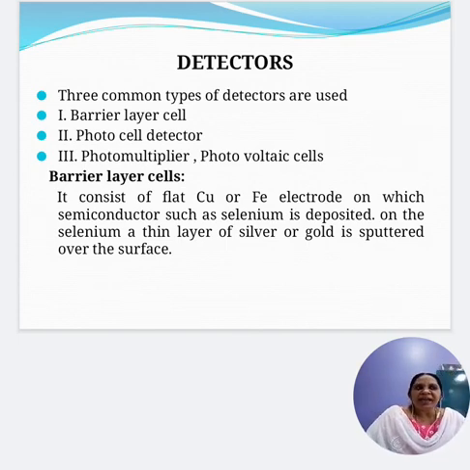The barrier layer cell consists of a flat copper or iron electrode on which a semiconductor such as selenium is deposited. On the selenium, a thin layer of silver or gold is sputtered over the surface. When light radiation falls on the surface, it absorbs some radiation and transmits the remaining radiation. By measuring the intensity of the radiation absorbed and transmitted, you can find the nature of the sample under test. In this way you can use the different types of detectors.